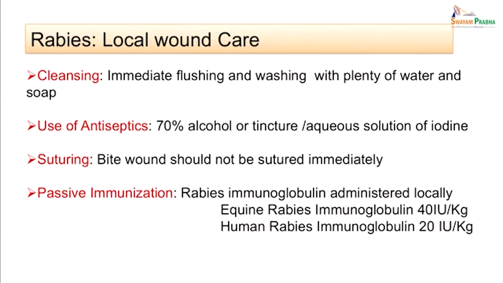The local wound care involves cleaning of the wound immediately with lots of water and soap. Now, the rabies virus is an enveloped virus, so application of soap inactivates the virus. So, it is important to clean the wound as soon as possible with plenty of water and soap. Then, antiseptics like 70% alcohol and tincture or aqueous solution of iodine or povidone iodine can also be used.